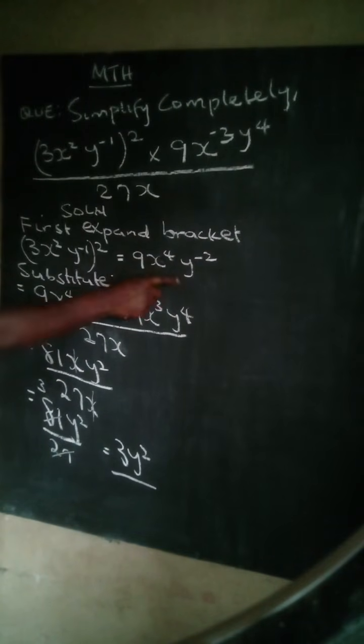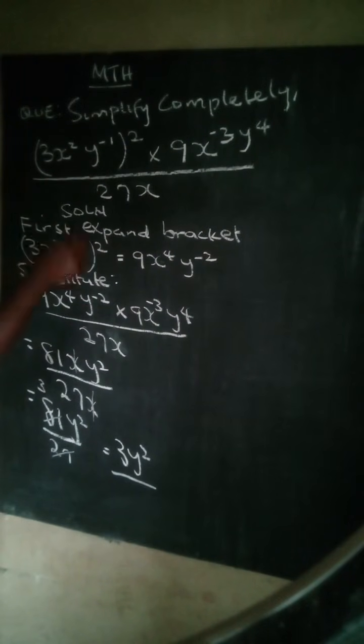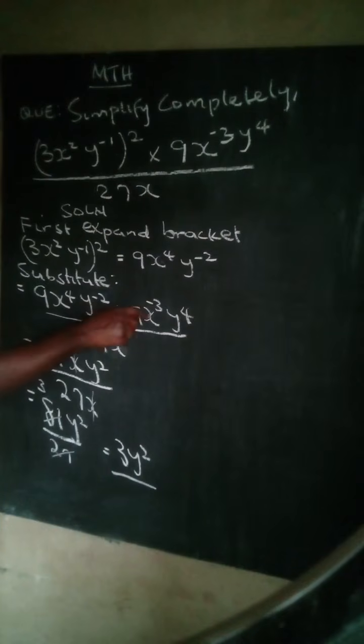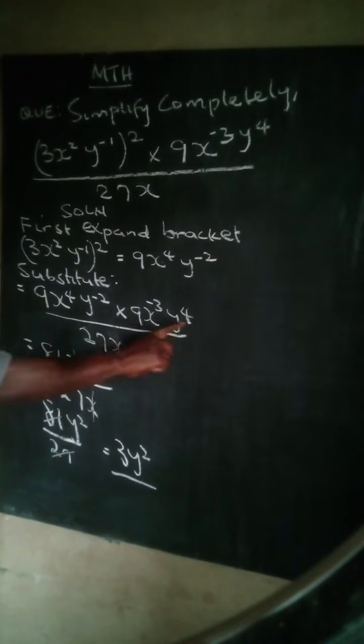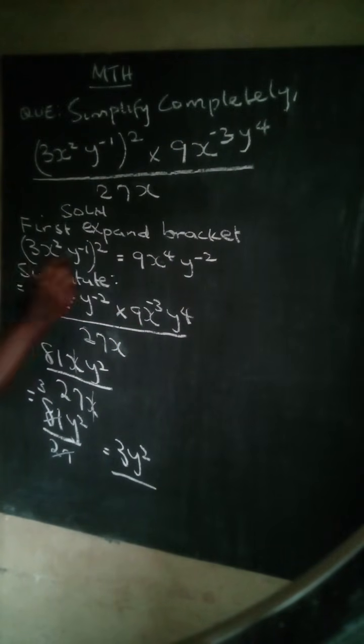And so we substitute everything into this particular place. 9 s raised to power 4 times y raised to power minus 2, times 9 times s raised to power minus 3 times y raised to power 4, over 27 times x. Simple. Since it is based on multiplication again, not subtraction, not addition, we multiply like terms.